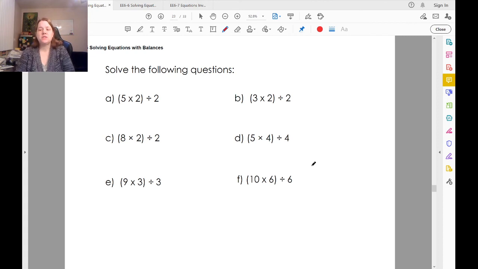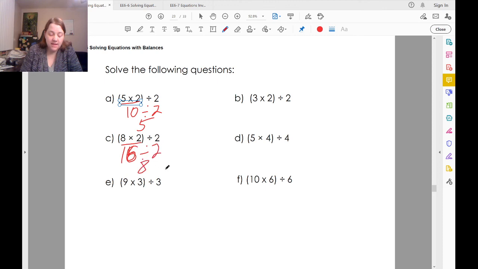Now they want you to solve these equations. Remember that you solve what's inside the parentheses first. Go ahead, give this a shot, and when you come back, we'll talk about it. Welcome back. 5 times 2 is 10. 10 divided by 2 is 5. 8 times 2 is 16, excuse me, don't look ahead. 16 divided by 2 is 8. 9 times 3 is 27. 27 divided by 3 is 9.